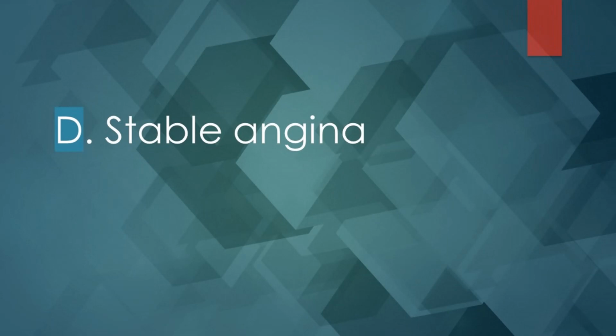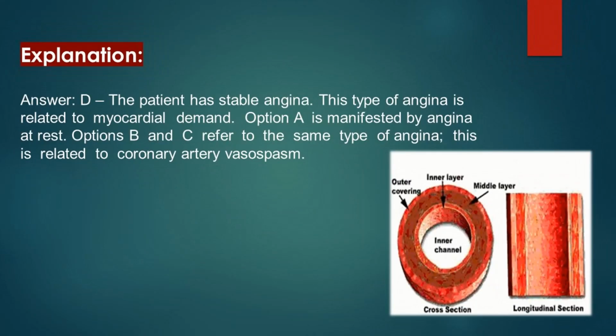And the explanation we have, the patient has stable angina because this type of angina is related to myocardial demand. When the myocardial oxygen demand is increased, it causes angina. Option A is manifested by angina at rest, angina which occurs without any effort. Options B and C refer to the same type of angina. This is related to coronary artery vasospasm.